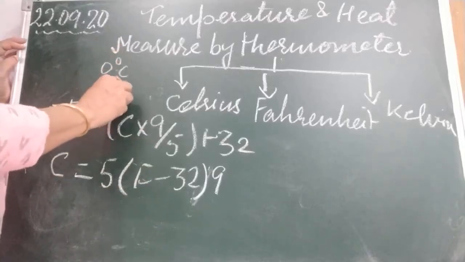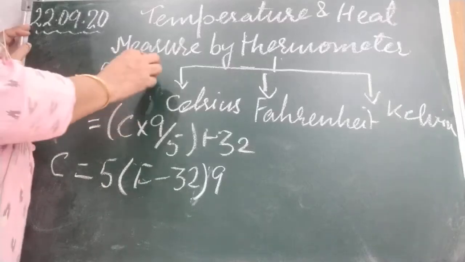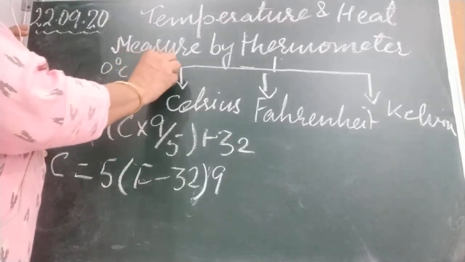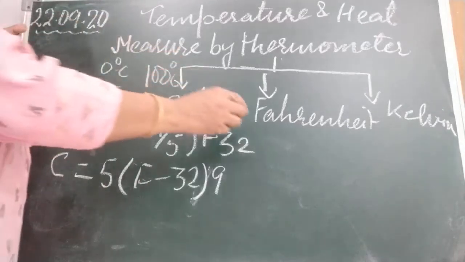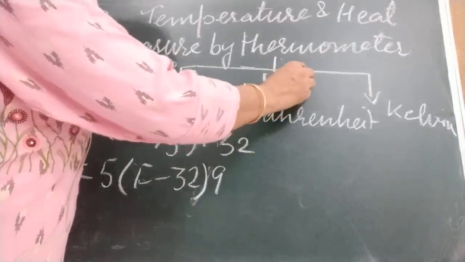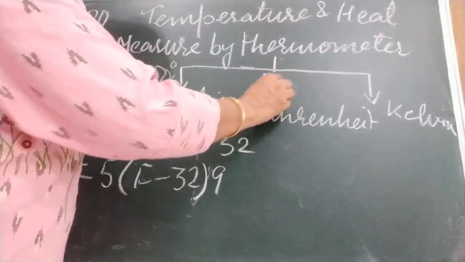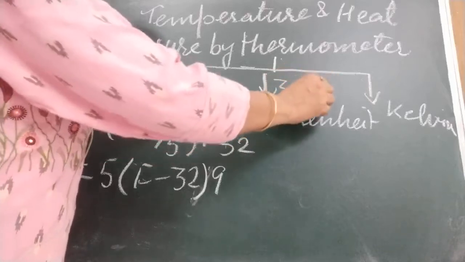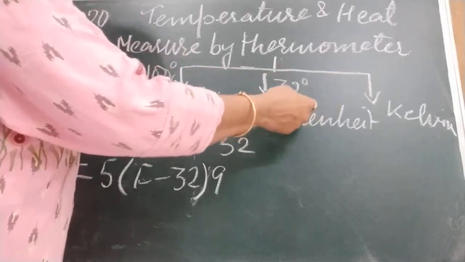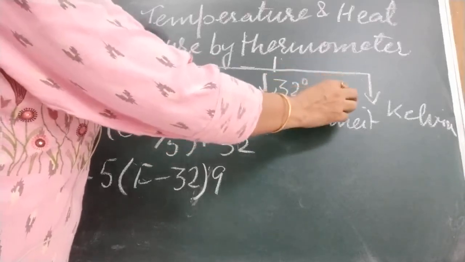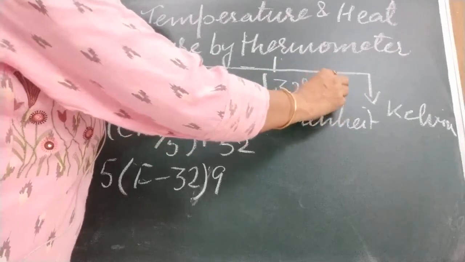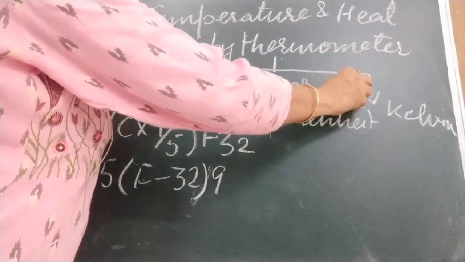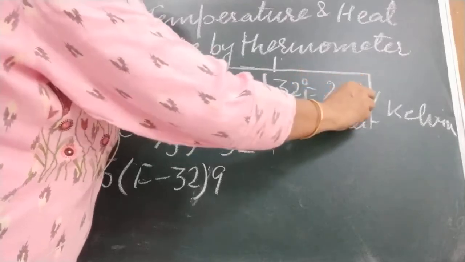This is the freezing point, and 100 degrees Celsius is the boiling point. In the Fahrenheit scale, 32 degrees Fahrenheit is its freezing point, or we say melting point also, and 212 degrees Fahrenheit is its boiling point.